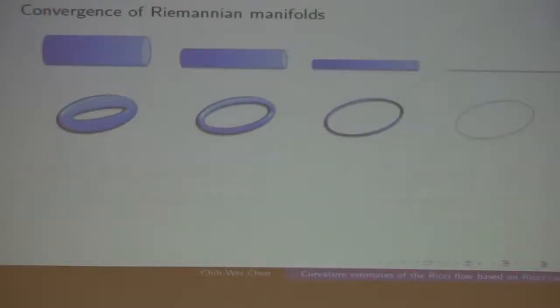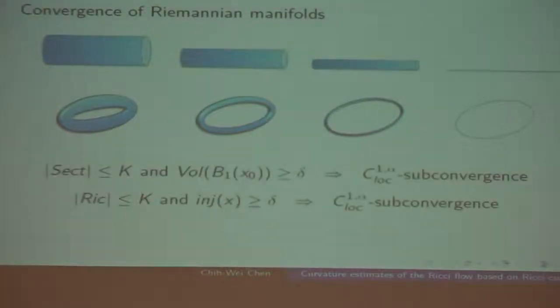One of my motivations is the convergence of Riemannian manifolds, and especially the convergence of Ricci flows. I think almost all the audience here are familiar with this. If we have a sequence of Riemannian manifolds with a sectional curvature bound and a volume lower bound at one point, then we can have a subsequence converging in the C^{1,α} topology.